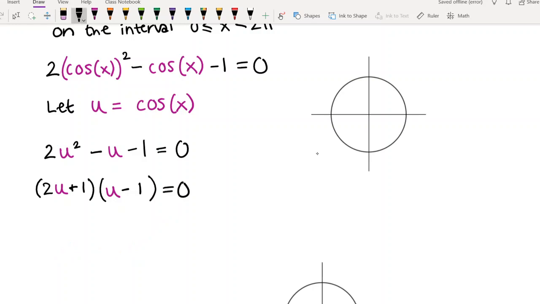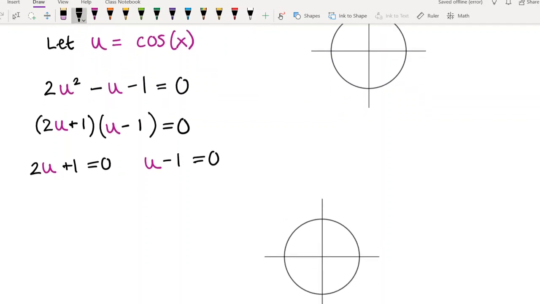Okay, so when you're solving something by factoring, that means that you have two factors in this case, and you're multiplying them together and you're getting 0. That tells you that one of those two things equals 0. So we either have 2u plus 1 is equal to 0, or we have u minus 1 is equal to 0.